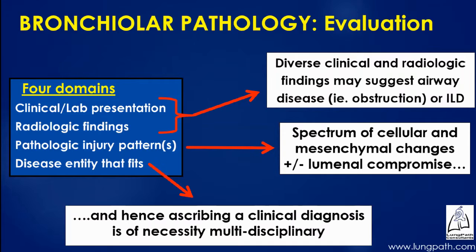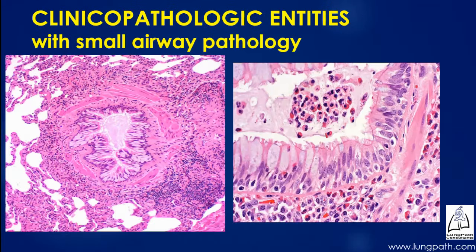So in the setting of airway disease, ascribing a clinical diagnosis is of necessity multidisciplinary. You can't just do it based solely on your biopsy. You can have a pretty good idea, but this is a situation where you need a lot of good clinical and radiologic correlation. And I'd like to finish up with a couple of comments about this disease.